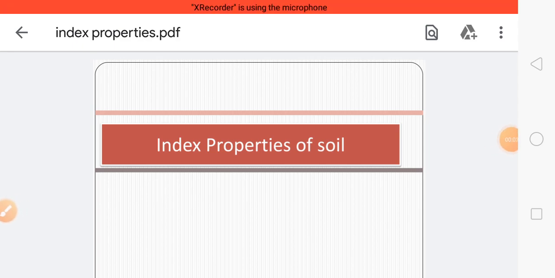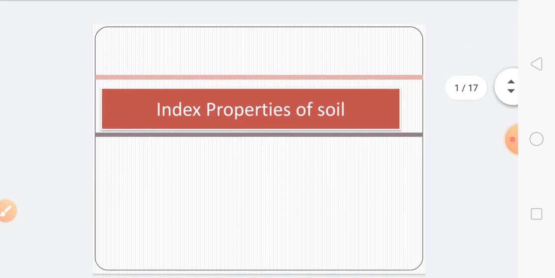Hello everyone, in today's video we will see how to determine the index properties. Index properties are used for identification and to classify the soil into different groups, to identify the type of soil and to classify the soil into different categories.